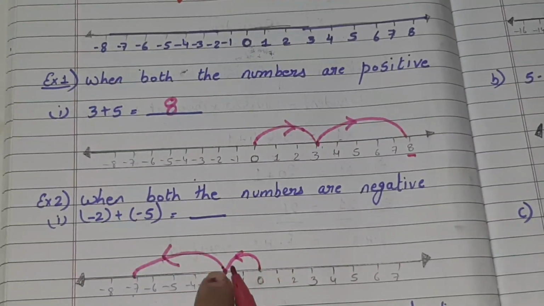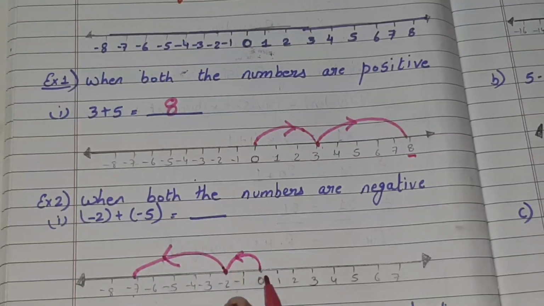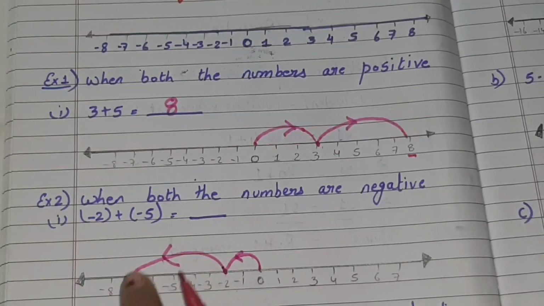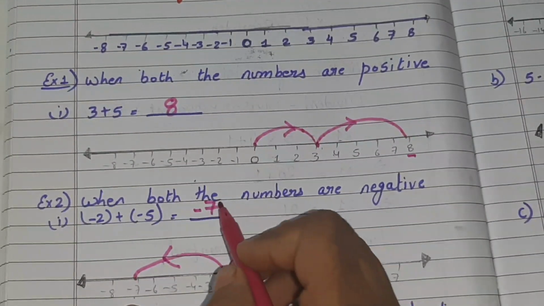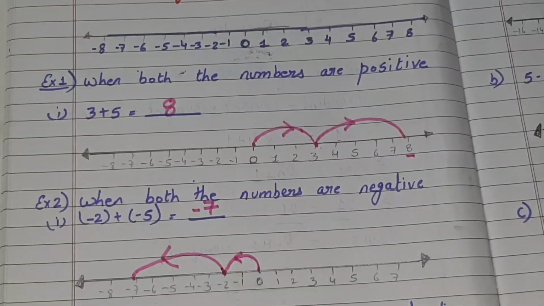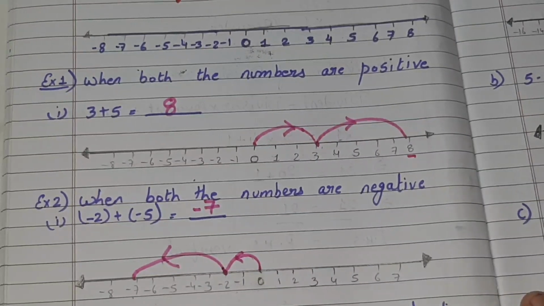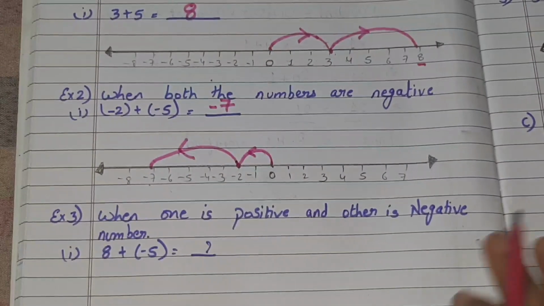So in this way, after adding minus 2 and minus 5, we are getting minus 7. Okay, understood? Now you can see the third question.